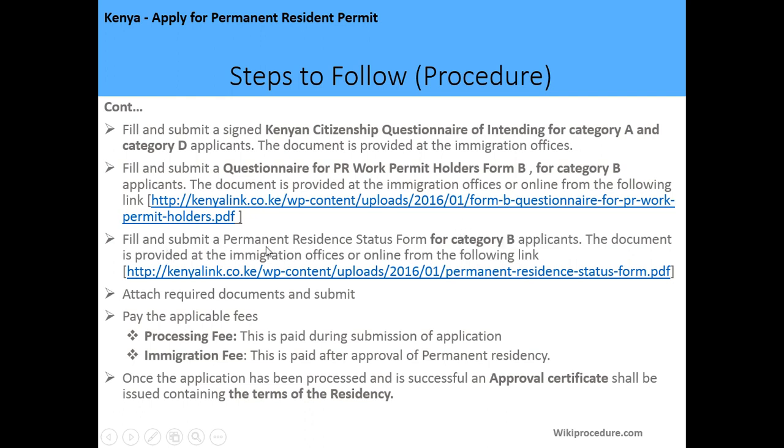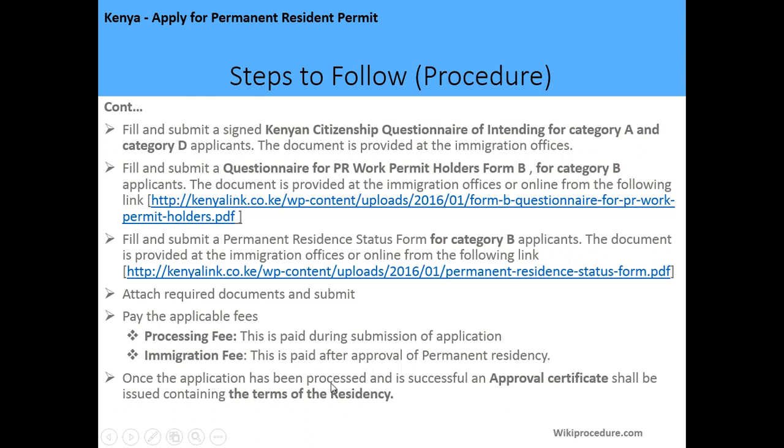You are also supposed to fill the permanent residency status form, which can also be downloaded here, and we're going to also take a look at those forms. So depending on your category, fill the appropriate form, attach the required documents, and submit. You are supposed to pay the applicable fees. The processing fees are paid during the submission of the application, and the immigration fee is paid after the approval.